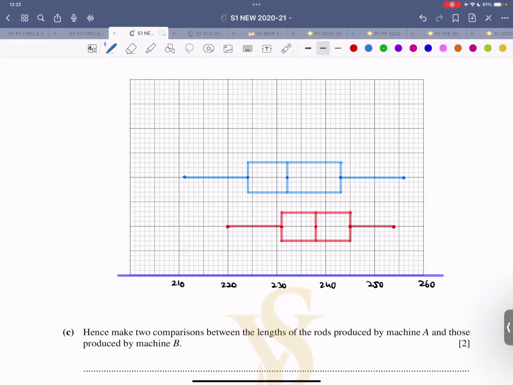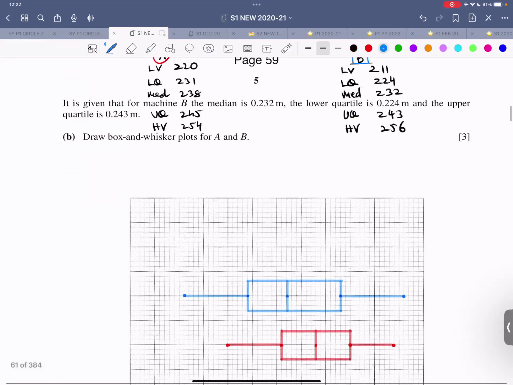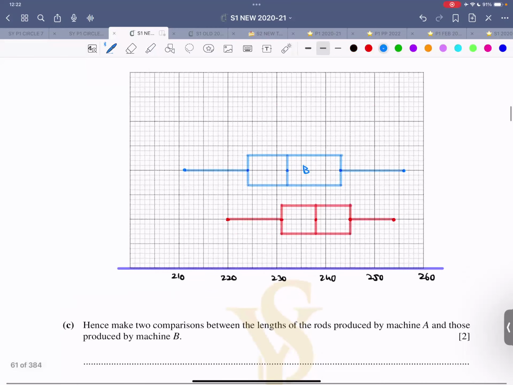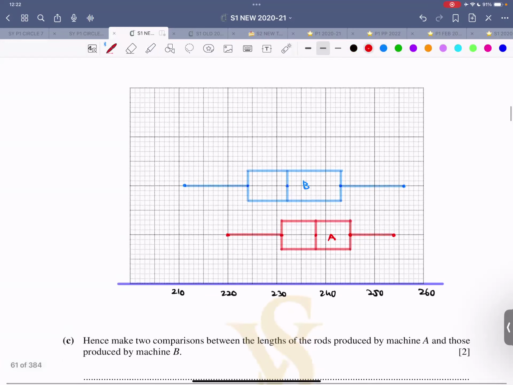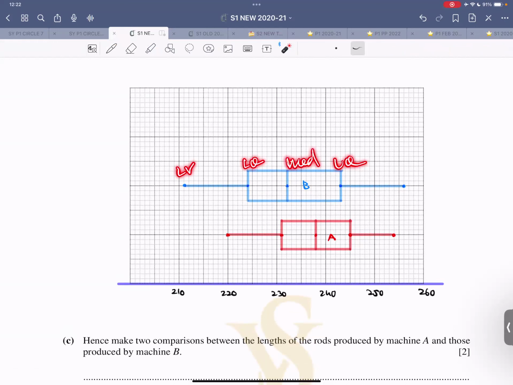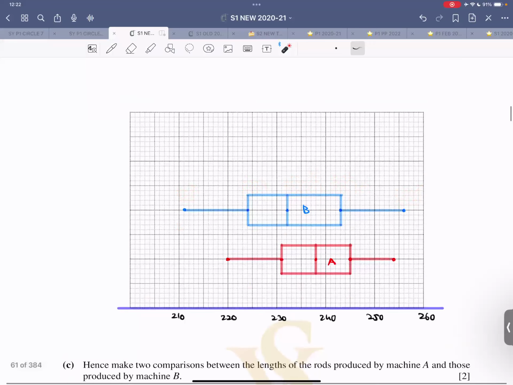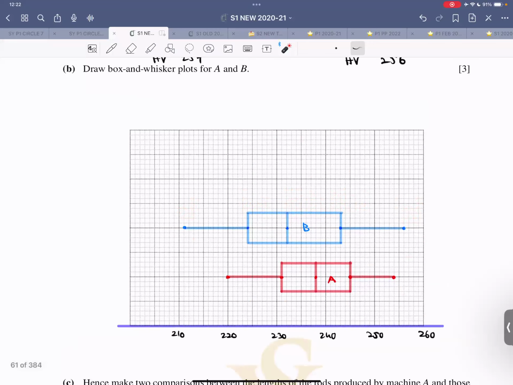Okay. So now this is for B. Doesn't make a difference which one is up, which one is down. This is for A. And basically, this is the lowest value, lower quartile, median, upper quartile, highest value for each one of them. So that's how these two are drawn.